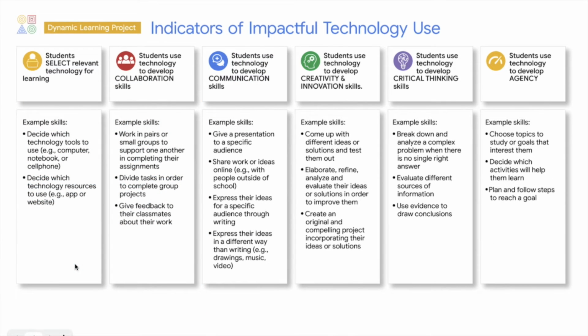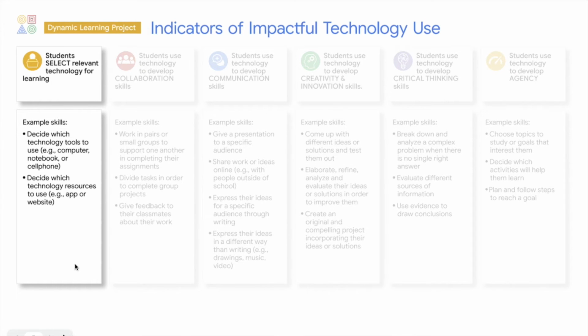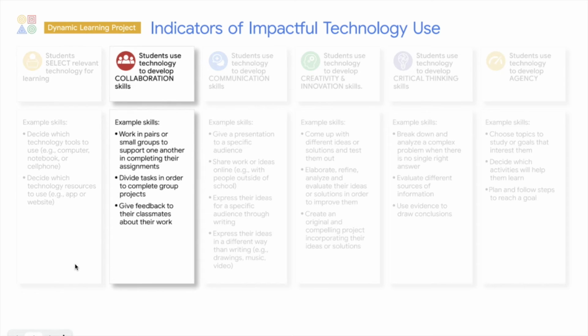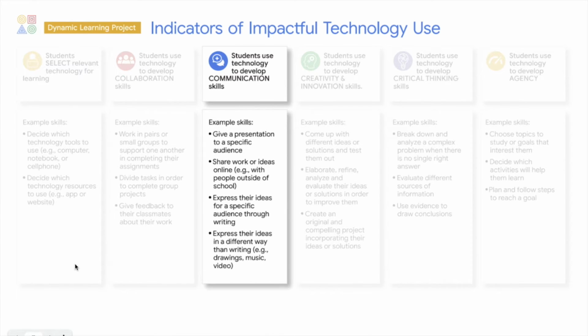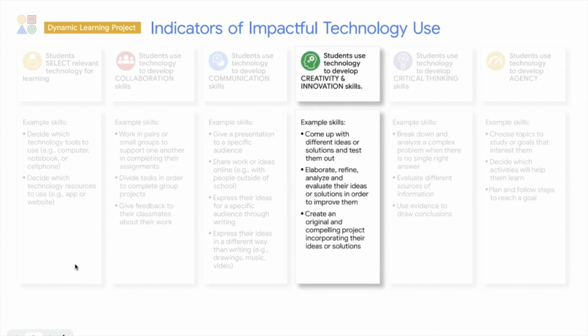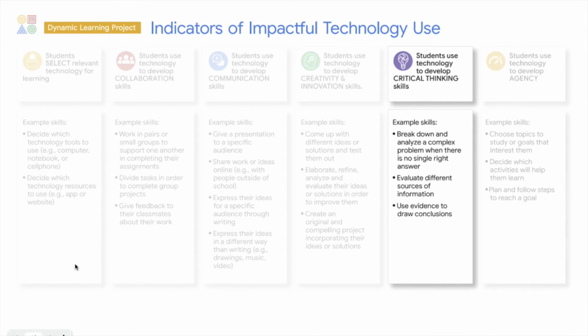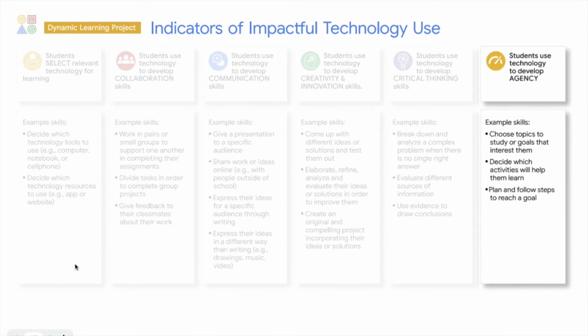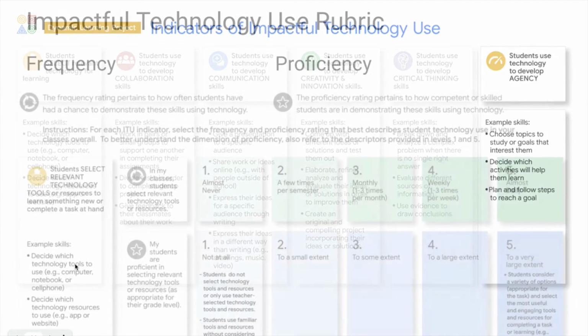Another tool in this model is the Impactful Tech Use Rubrics. There are 6 aspects to this rubric. It starts with students selecting relevant tech for learning, developing collaboration skills, communication skills, creativity and innovation, critical thinking, and agency. Sometimes you'll hear these sorts of skills referred to as 21st century skills.